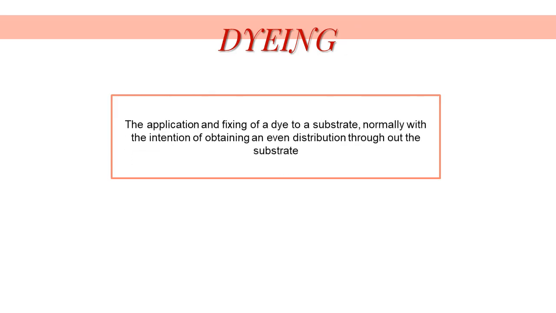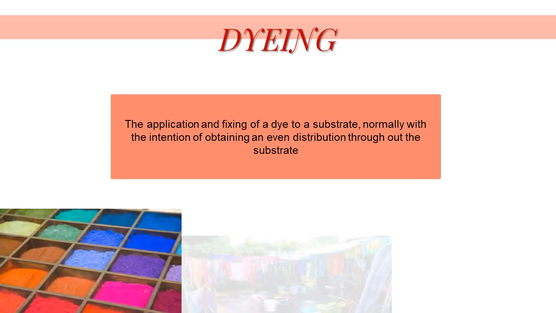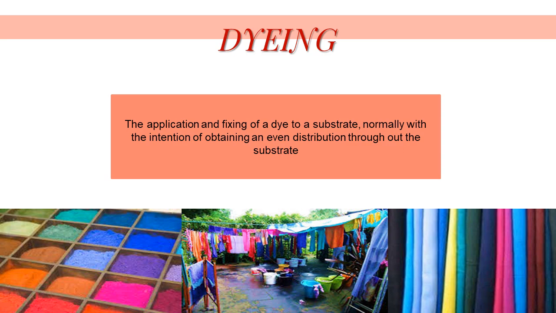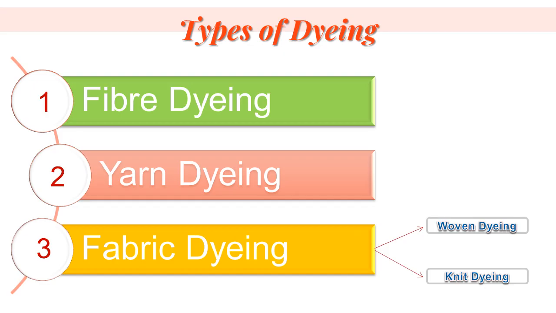Dyeing process. The application and fixing of a dye to a substrate, normally with the intention of obtaining an even distribution throughout the substrate, is known as dyeing process. Types of dyeing: dyeing can be classified as fiber dyeing, yarn dyeing, and fabric dyeing. Fabric dyeing is further classified as woven dyeing and knit dyeing.